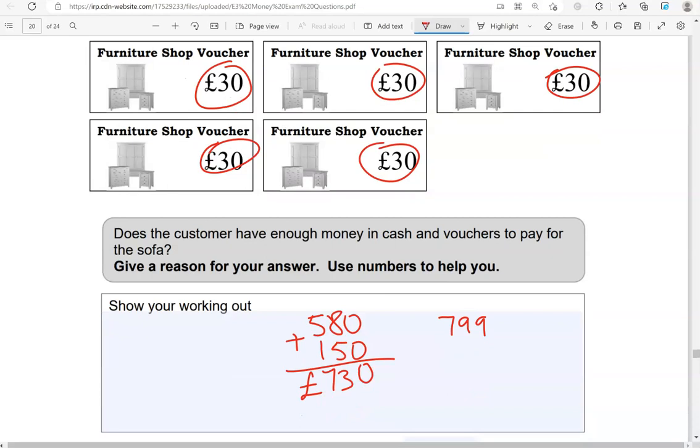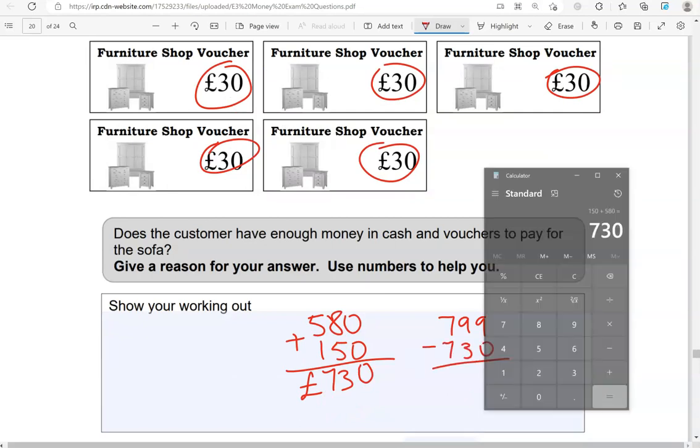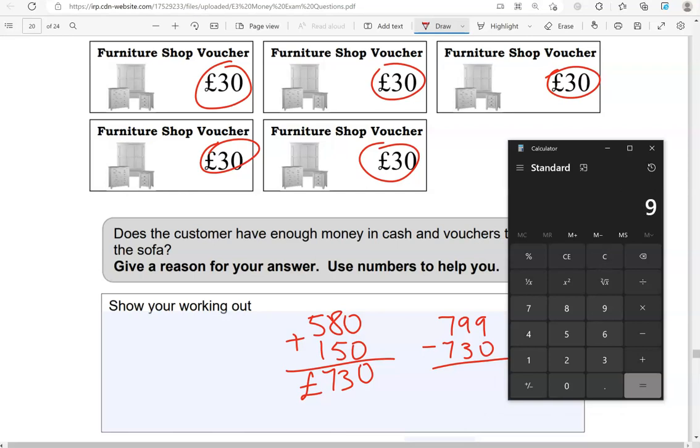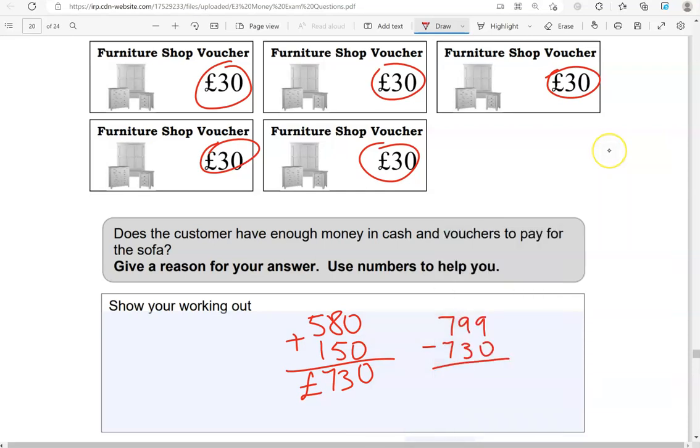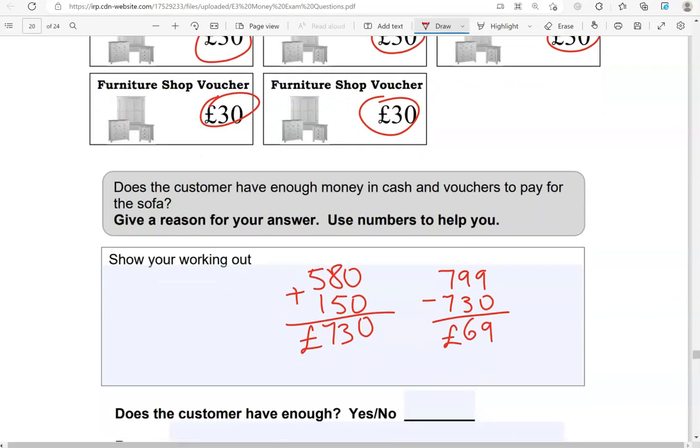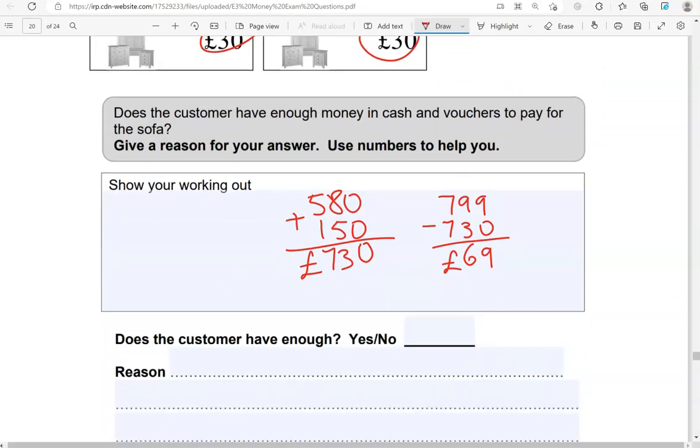799, if we take away 730, should give us how much more he needs. So 799, take away 730, gives us £69. So, does a customer have enough? We're going to say no, he needs another £69.